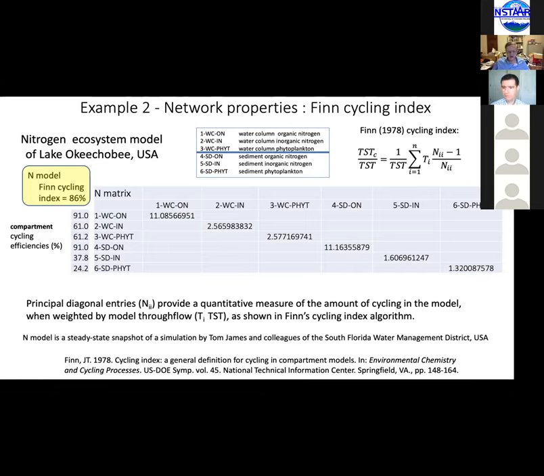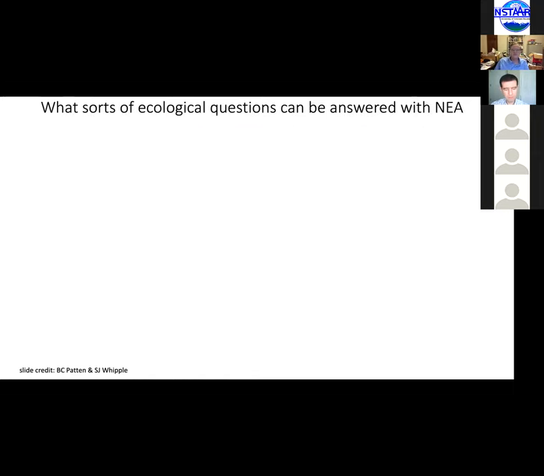If you're talking about other kinds of systems, retentiveness, or the amount of cycling of the substance, how much it stays in the system and hits the compartments before it leaves, could be a whole lot lower.